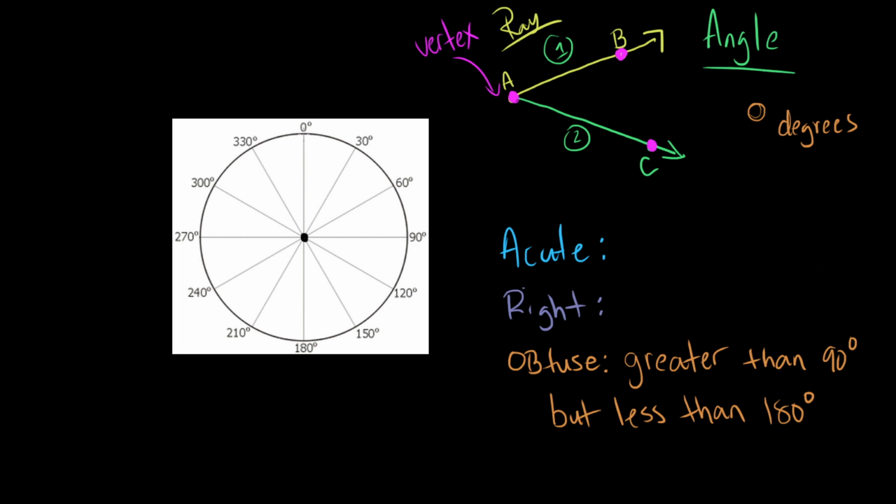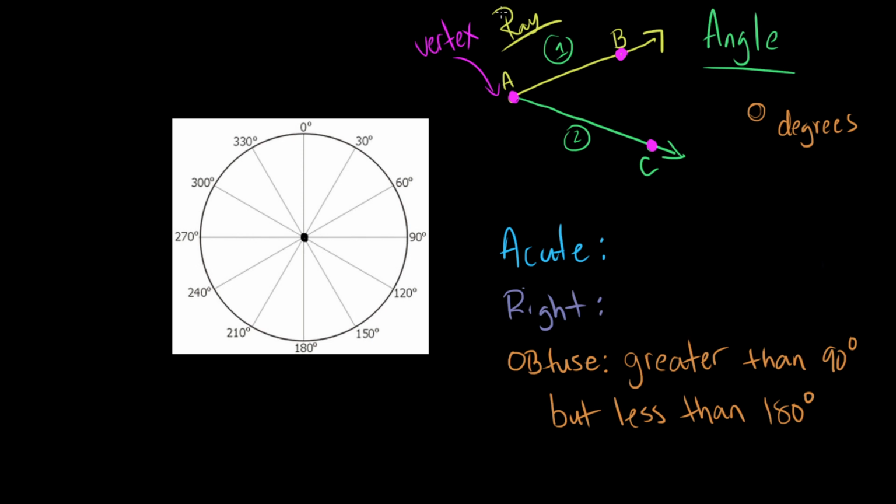So that might look something like this. We're going to start at 0. Okay, we have our ray, and let's go this way. And this angle has an inside arc, and that's what we call it, the arc. That's how we measure angles. So you can see that this angle is greater than 90, but it's less than 180. So this would be an obtuse angle.